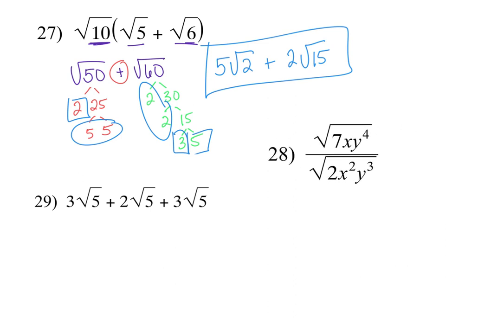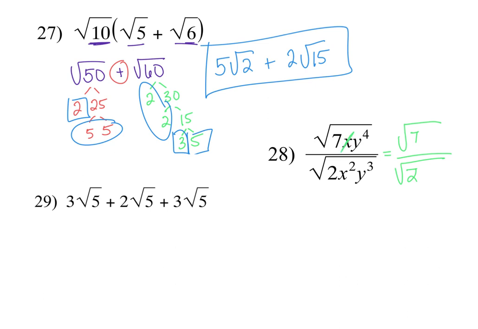We also did division, like number 28. Remember with division, you want to simplify your numbers if you can, simplify your variables if you can, and then simplify your radicals, right? And so I'm going to first look at the 7 and the 2. Can those reduce? No, so they stay 7 and 2. What about my x's? Well, yes, I can take out 1x each.